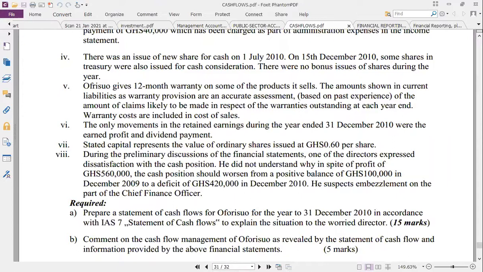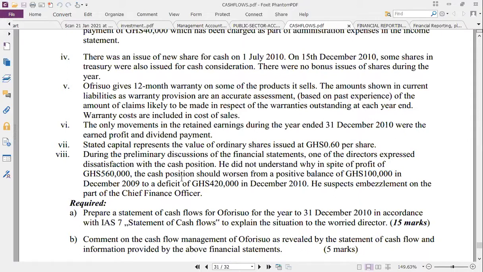Now, note 7 says that capital represents the value of ordinary shares issued at 3rd or 6th per share. We don't need those notes. Or then note 6, note 7. Whether they are in or not does not make a difference. But if note 6 is not there, then you always have to confirm and check by yourself. Let's go to note 8.